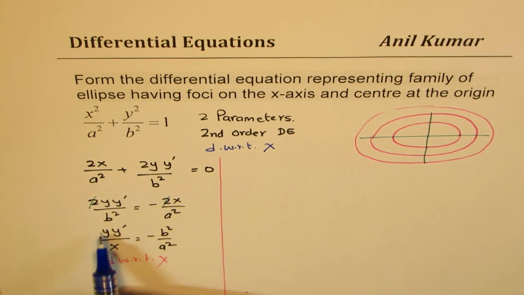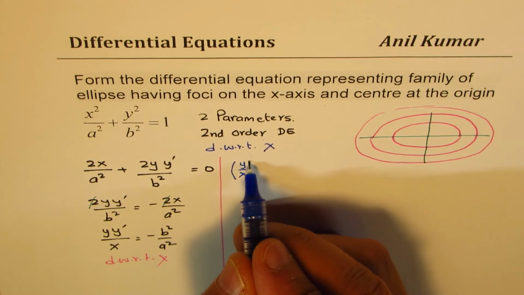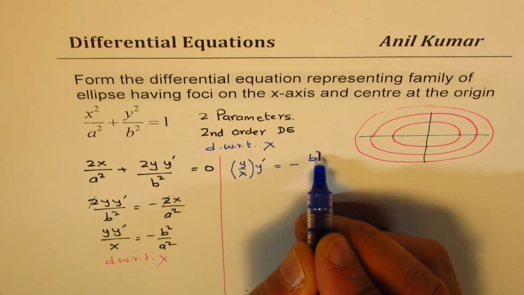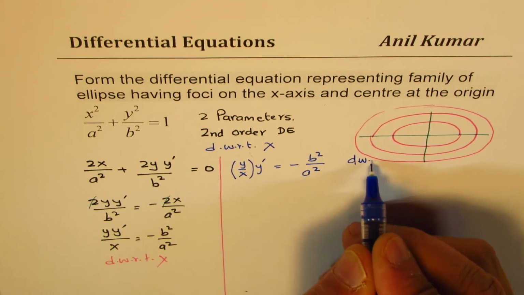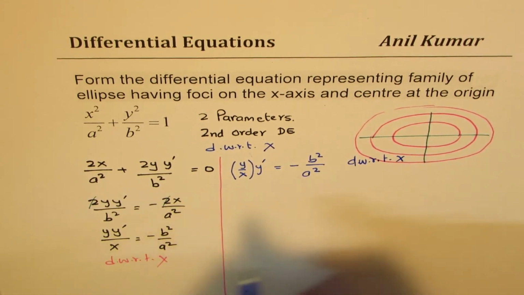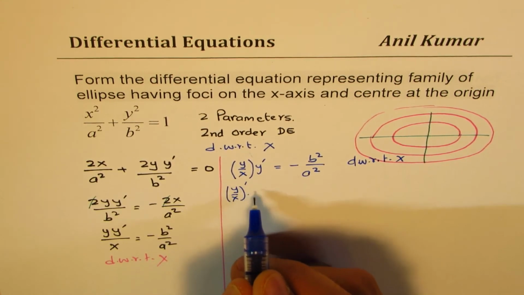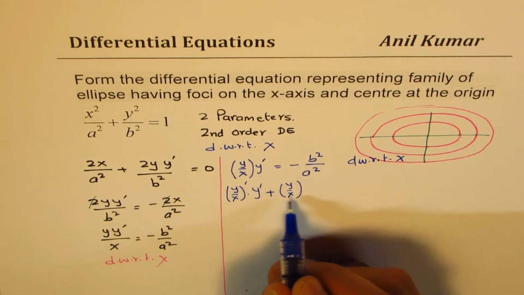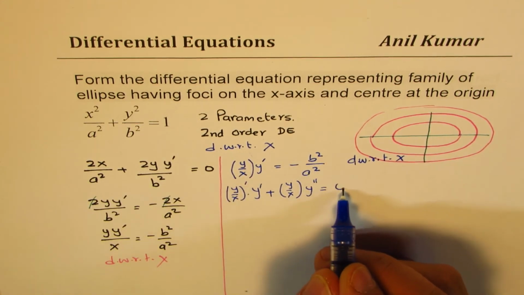So here we can apply the quotient rule or product rule. First let me rewrite this so that it becomes slightly simpler for you to understand. So I'm rewriting this as minus b square over a square, correct? Now we'll differentiate with respect to x on both the sides. So we'll apply the product rule, right? We have derivative of the first term times the second term plus first term times derivative of the second term equals derivative on the right, a constant, 0.